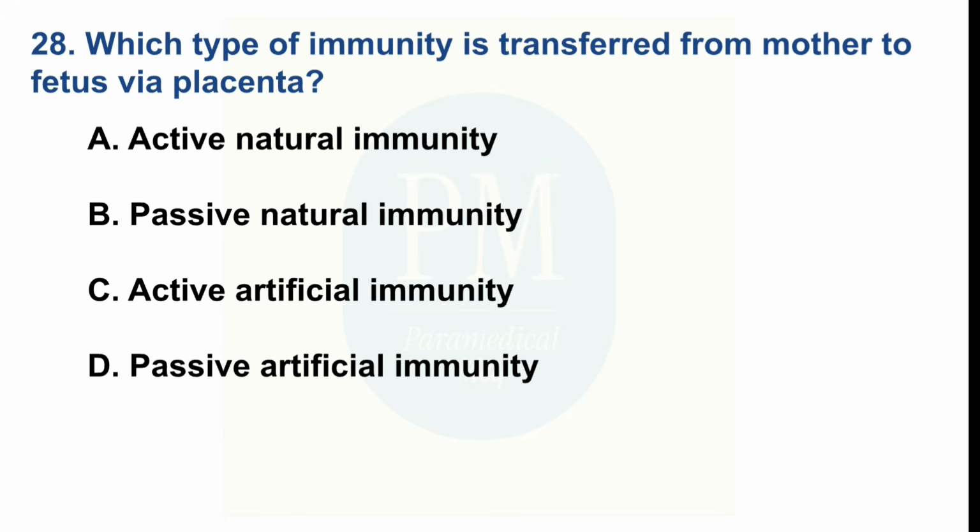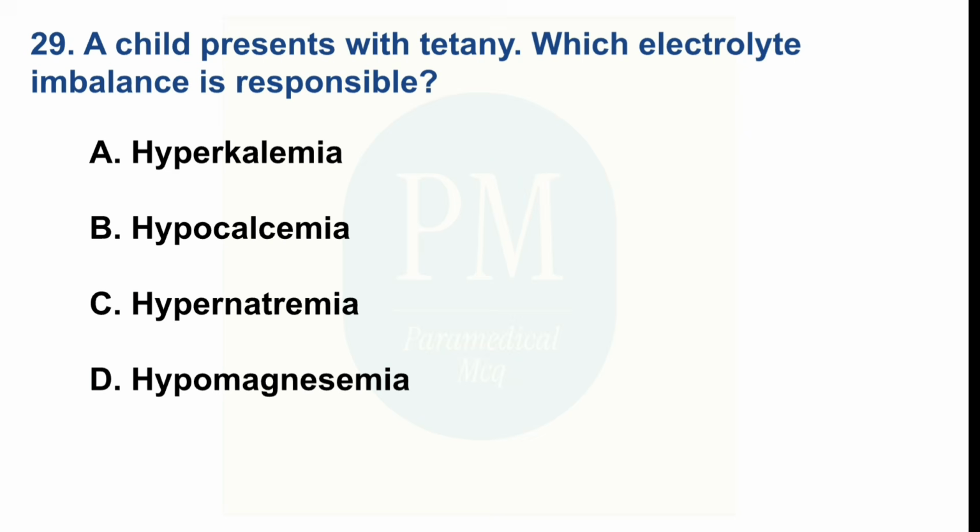Which type of immunity is transferred from mother to fetus via placenta? Option A, active natural immunity. Option B, passive natural immunity. Option C, active artificial immunity. Option D, passive artificial immunity. The correct option is option B, passive natural immunity.